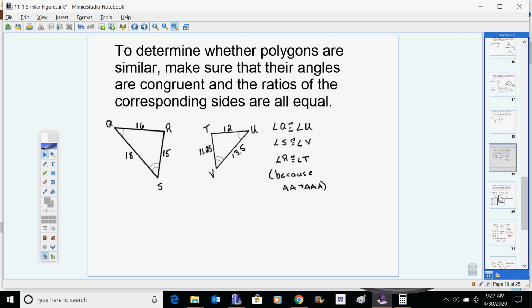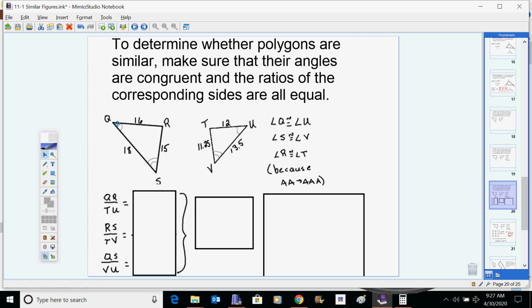Next, we need to check on our proportionality. So what we need to find out is if QR and TU have the same ratio as QS and VU, and if that has the same ratio as SR and VT. So we have to go through piece by piece. So let's check the ratio of QR to TU. Okay, QR to TU. That equals 16/12. That's 4/3.